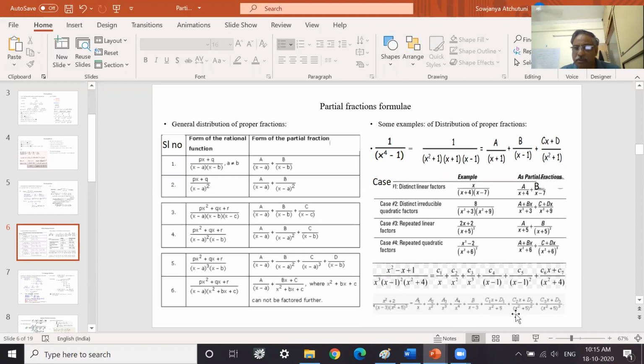So x square plus 5 with a1x plus b1, x square plus 5 with a2x plus b2, x square plus 5 with a3x plus b3. So these coefficients should be separate. If we simplify it, we will get the partial fractions, and I can do integration or differentiation of this fraction.